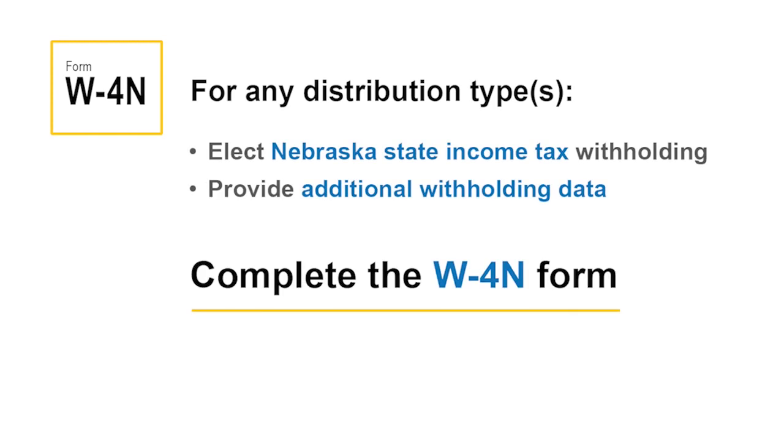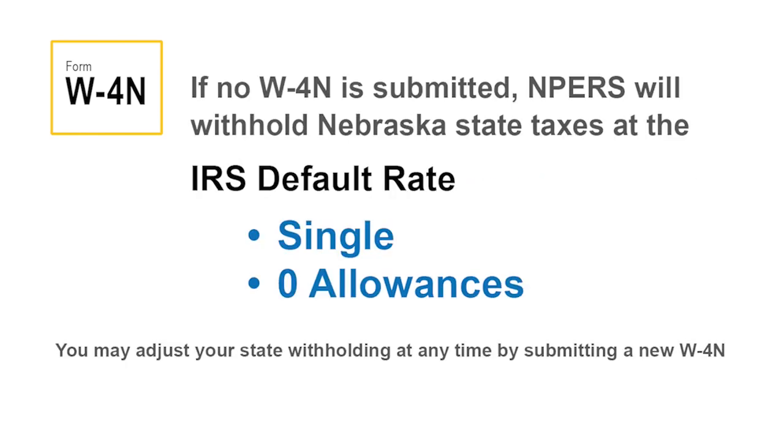If you wish to elect your Nebraska state income tax withholding rate, or provide additional withholding data, you would complete the W4N to elect your Nebraska state income tax withholding designations. If you wish to claim exemption from Nebraska state tax, you must submit a W4N. If no W4N is submitted, NPERS will simply withhold Nebraska state taxes at the IRS default rate of single with 0 allowances. You may adjust your state withholding at any time by submitting a new W4N.